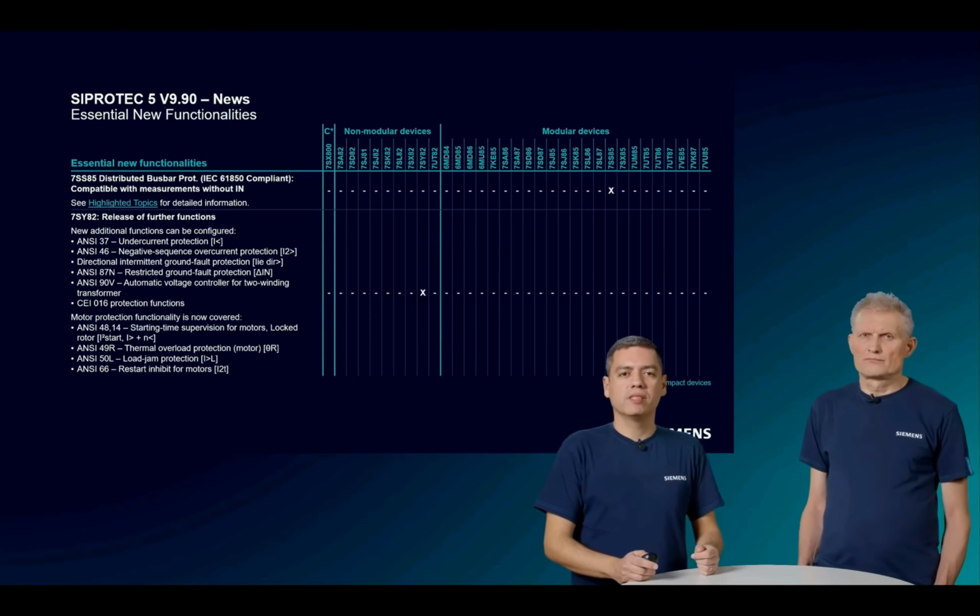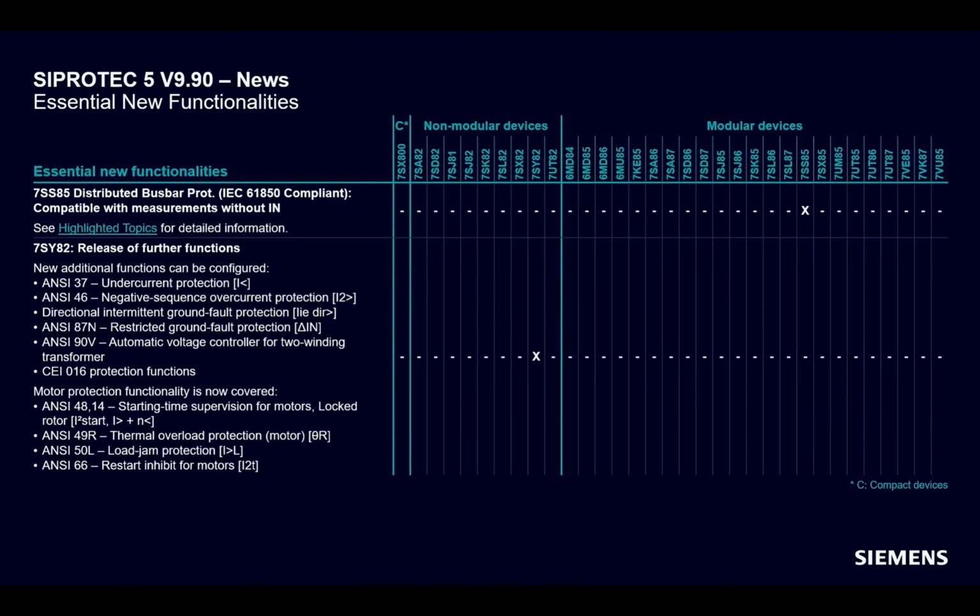7SS85 Distributed Busbar Protection, IEC 61850 compliant. New feature, compatible with measurements without neutral current. This will be available for the 7SX85. This will be part of the highlighted topics too.